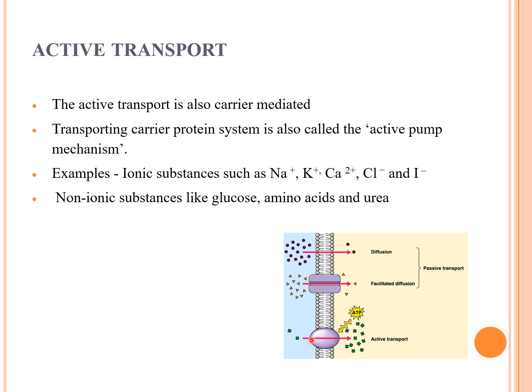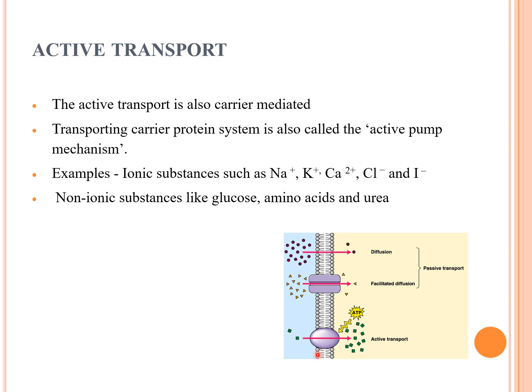Here also, for the transport of substances from lower concentration to higher concentration, we need carrier protein. So again it is a carrier mediated type of transport, but here we need energy. So it is a type of active transport. These carrier proteins are called the active pump mechanism in active transport. The substances transported through active transport are ionic substances like sodium, potassium, calcium, chloride, iodide, even hydrogen. All these are transported by means of active transport, whereas non-ionic substances like glucose, amino acids, and urea can also be transported through active transport.